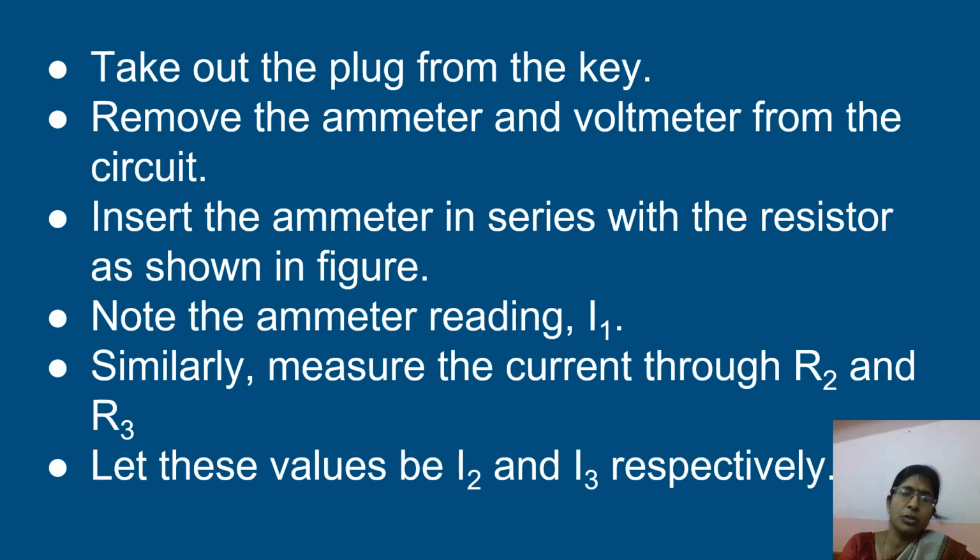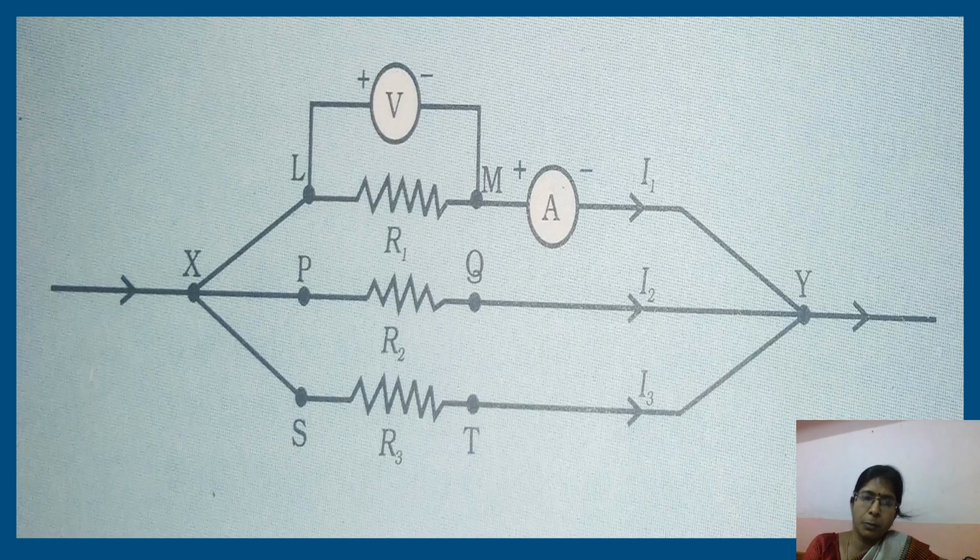This time you have to change the position of the voltmeter and ammeter. The ammeter has to be placed with the first resistor, and note down the reading. Let's see what it is. When the position of the ammeter is changed, earlier it was near the battery. Now the ammeter has shifted to the first resistor. The ammeter is in series with the first resistor, and the voltmeter is across the first resistor.